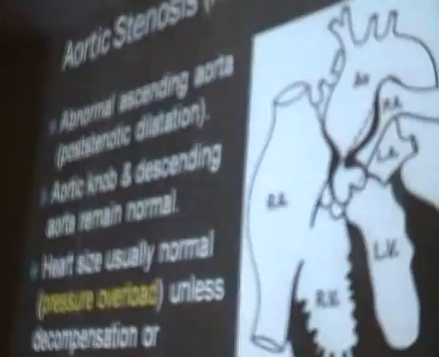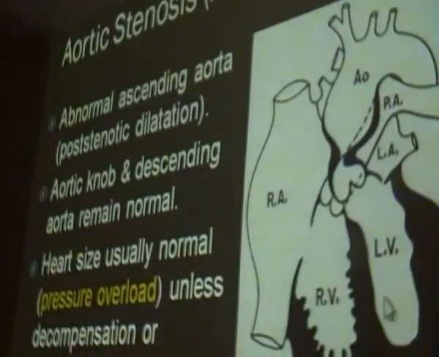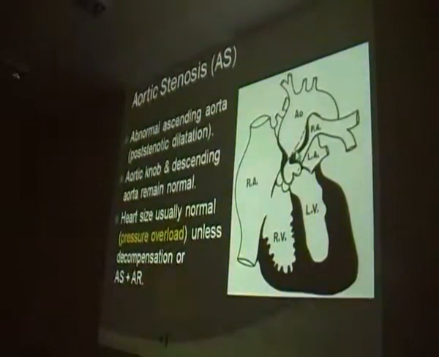Just now we talked about aortic regurgitation. This one is stenosis. This is aortic stenosis actually. So you can see aortic stenosis means there's a stenosis here. So the blood flow cannot flow out, causing the so-called post-stenotic dilatation. So you can see that the ascending aorta is dilated.